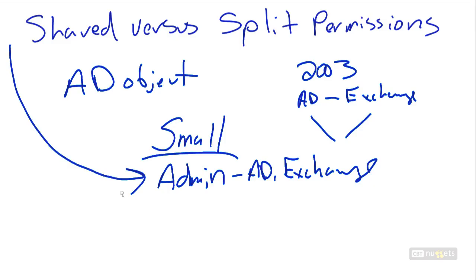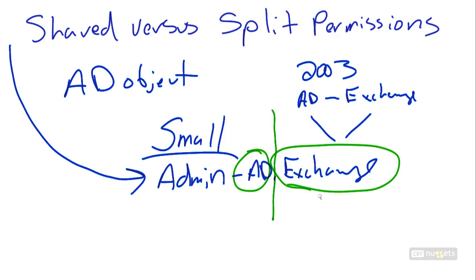Some companies, though, don't like that. As a matter of fact, they want to have a split between these permissions. And these are usually your larger companies, because they have an admin team for Active Directory and an admin team that works on Exchange. And what they don't want is the two of them stepping on each other. In other words, the AD people may be the ones responsible for creating new accounts. They don't want the Exchange people making new accounts. And so we would like to split those permissions.